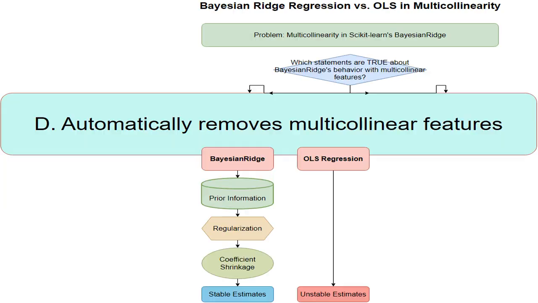This statement wrongly attributes feature selection capabilities to BayesianRidge. BayesianRidge doesn't automatically identify and remove features. It addresses the problem of multicollinearity through its regularization techniques rather than feature elimination.